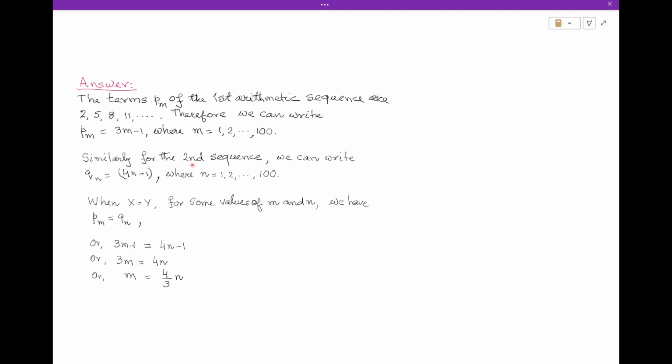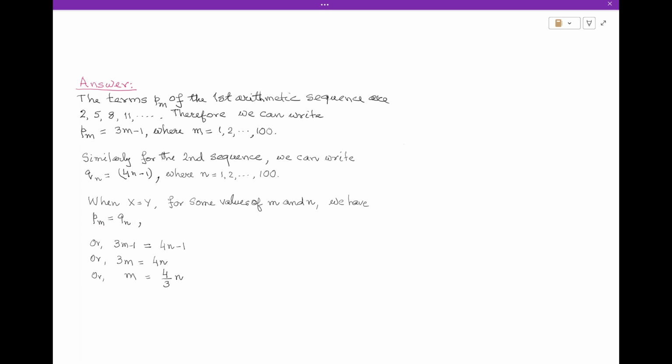Similarly, for the second sequence, we can write Qn is equal to 4n minus 1, where n is equal to 1, 2, 3, etc. up to 100. Here also, by giving different values to n, we generate different terms of the second sequence. Please verify that. When x is equal to y, for some values of m and n, we do not know what those values are. We have Pm is equal to Qn.